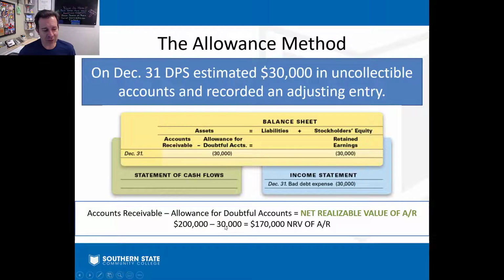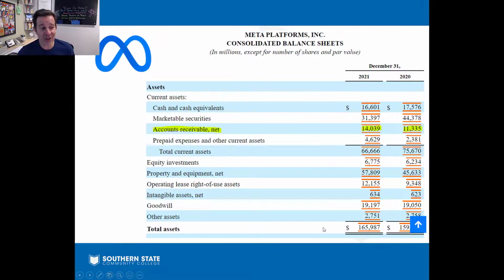$200,000 accounts receivable minus our allowance equals $170,000 net realizable value of AR. And oh my goodness, think back to the balance sheets. Remember all the balance sheets we looked at? Meta, Amazon, Disney, all of them said accounts receivable, net. Guess what? That's what they were talking about. That net refers to the fact that they've already subtracted out the amount that they've estimated to be uncollectible. And if you read through the notes on the financial statement, you can see that amount. Isn't that amazing? We learned something here. The net is net of amounts that they don't think they're going to collect.